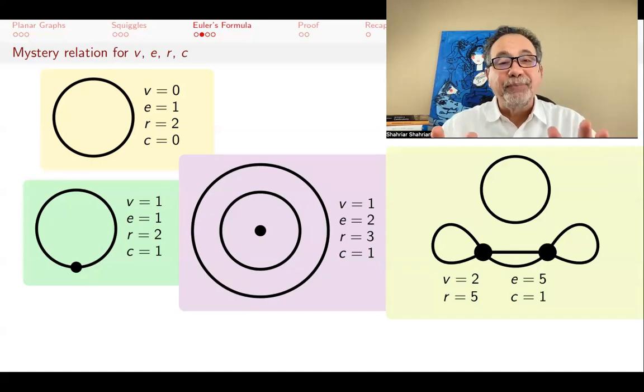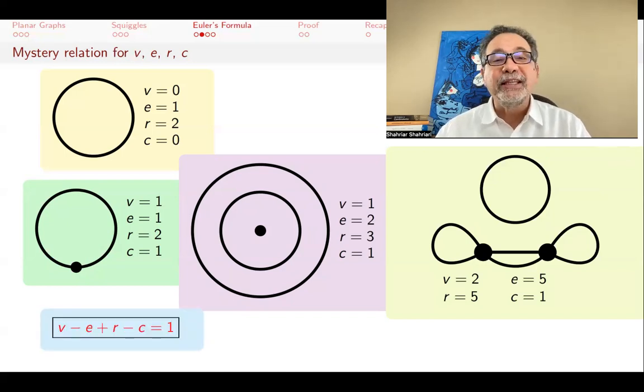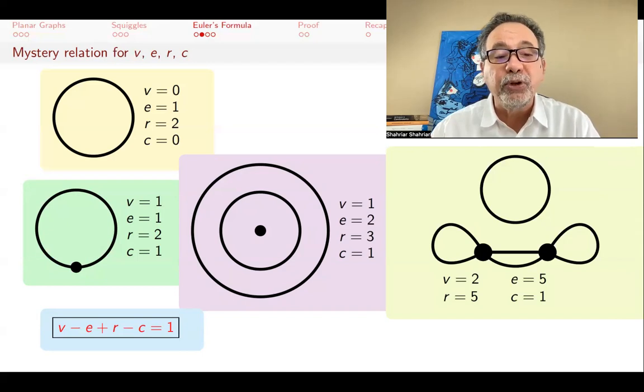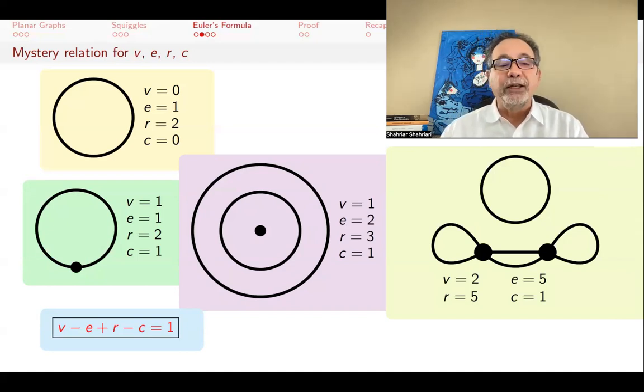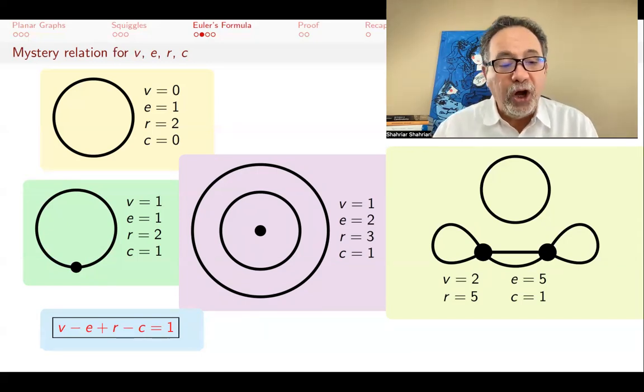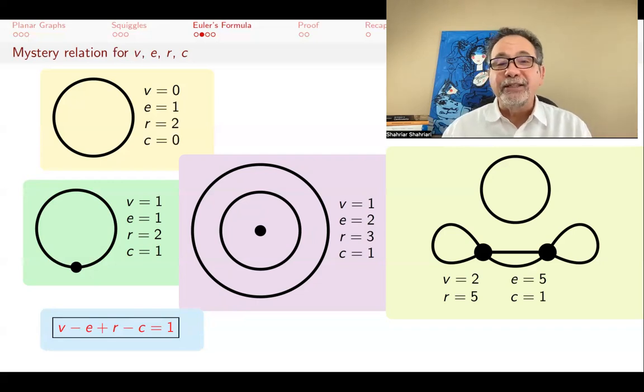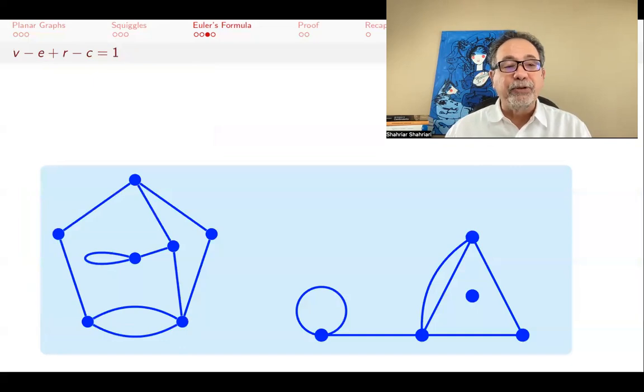So again, stop the video and try to come up with the relationship between V, E, R, and C. If you do that, you will see that always the number of vertices minus the number of edges plus the number of regions minus the number of connected components of the vertices is always 1. This V minus E plus R minus C is an invariant of squiggles. No matter what squiggle you draw, V minus E plus R minus C will be 1. And our purpose is to see why that's true and see some examples of that.